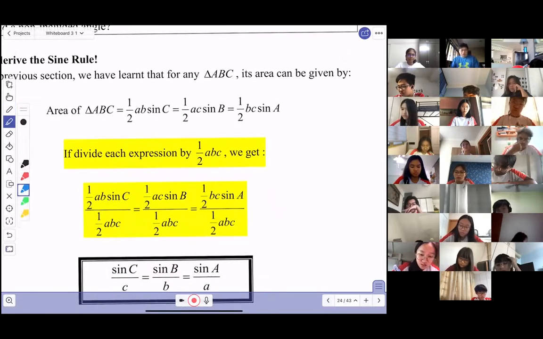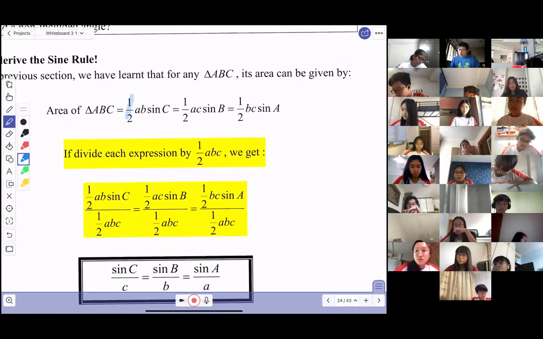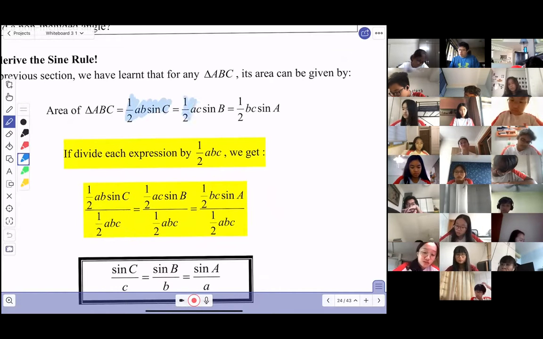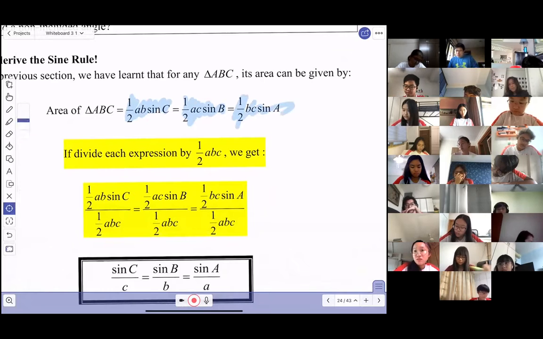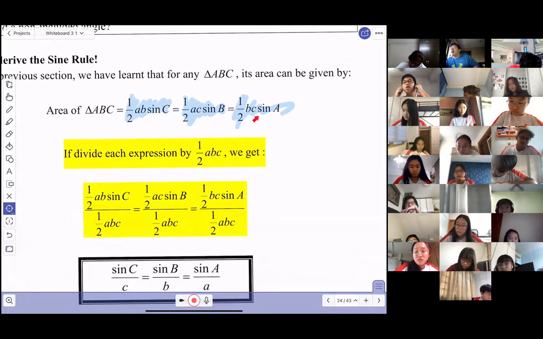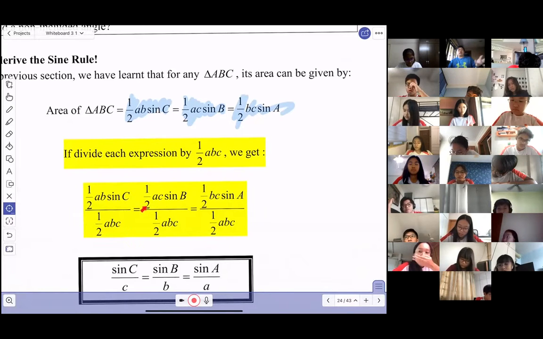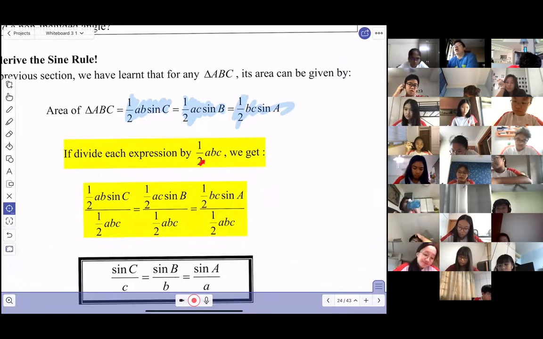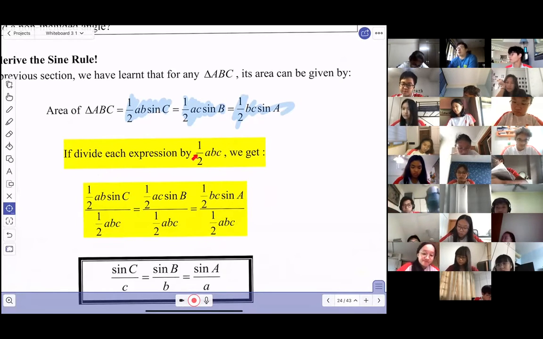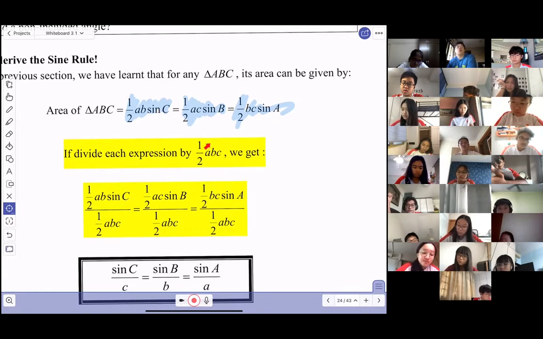Because the first portion, we know that the area of a triangle can be written in three ways. It can be half AB sine C, half AC sine B, half BC sine A. Then, how do we go about finding the sine rule? If I divide all of them by the same constant, half times ABC, a same constant. Those in yellow are just for you to enjoy and appreciate the proof.